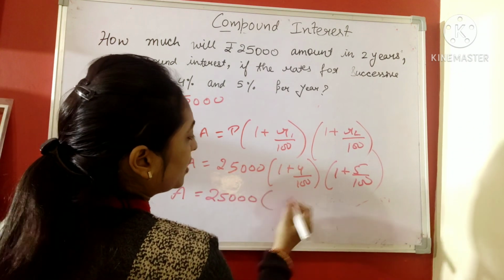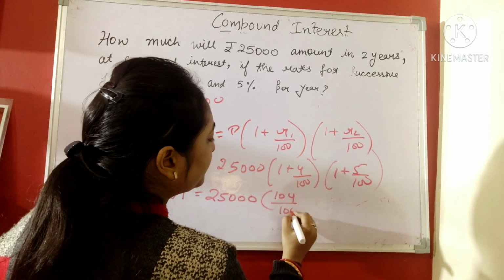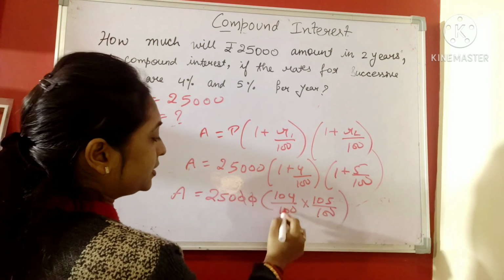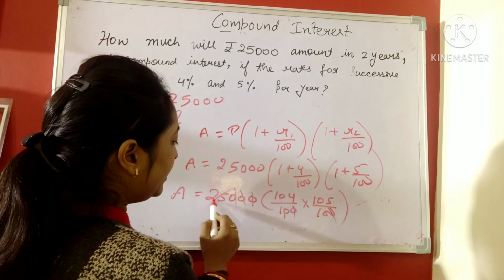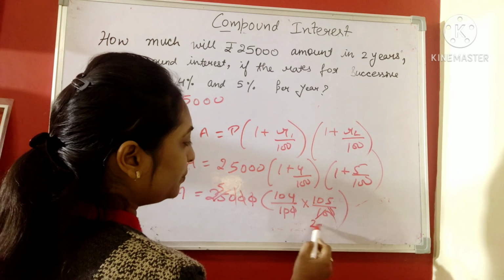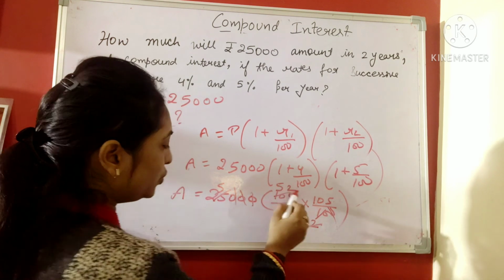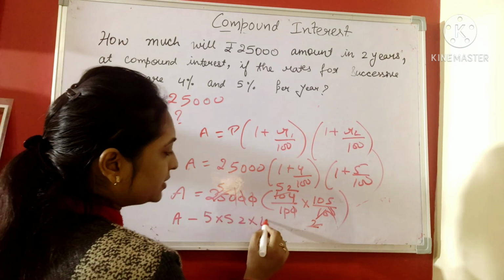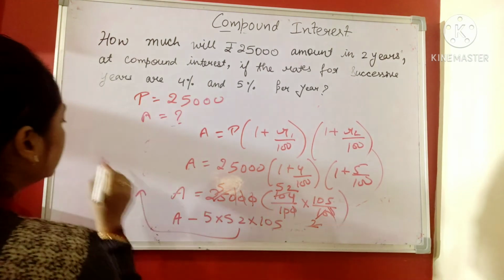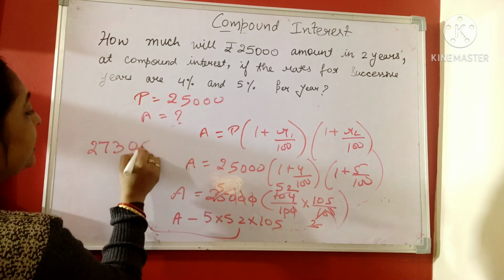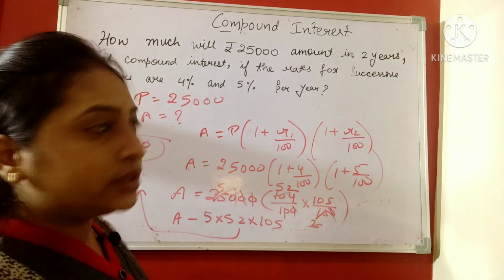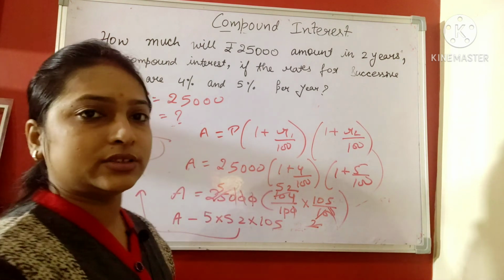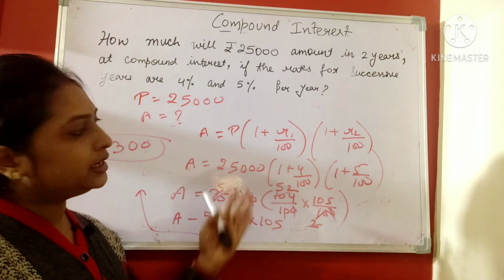25,000 into 104 by 100 into 105 by 100. Please solve it. Cancelling zeros, it will be 5 and 52. Now please multiply 5 into 52 into 105, which results in 27,300. Please do the calculation. So whenever we have different rates in succession, we solve in this manner.